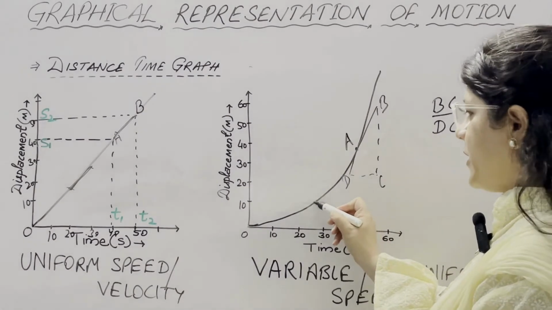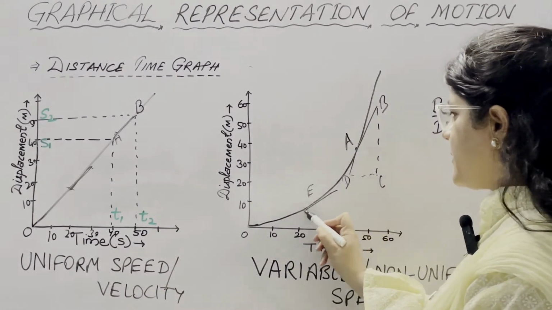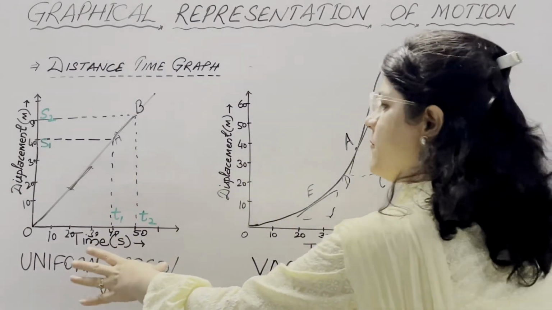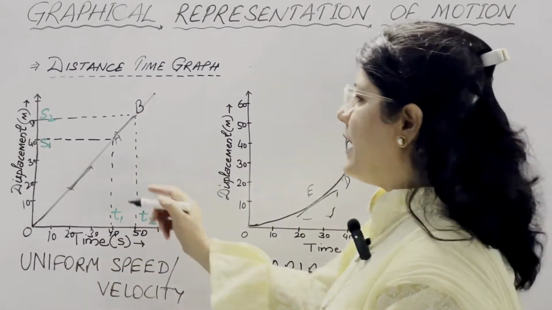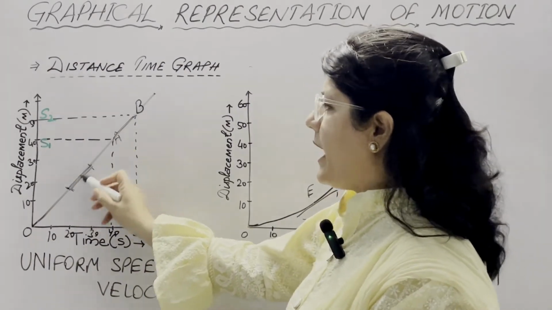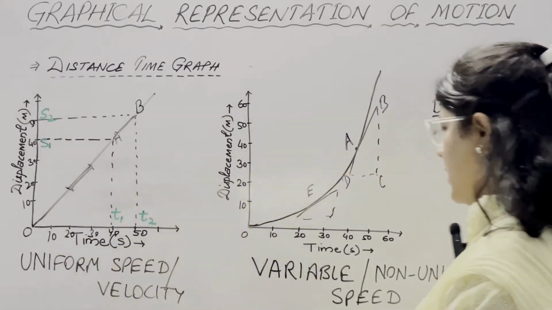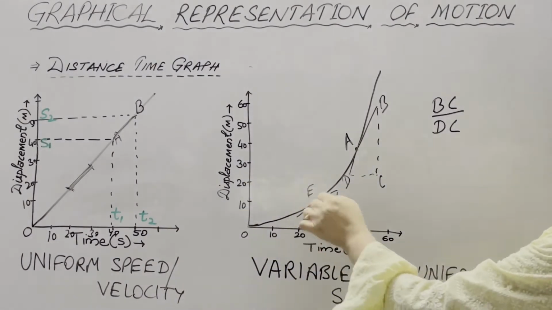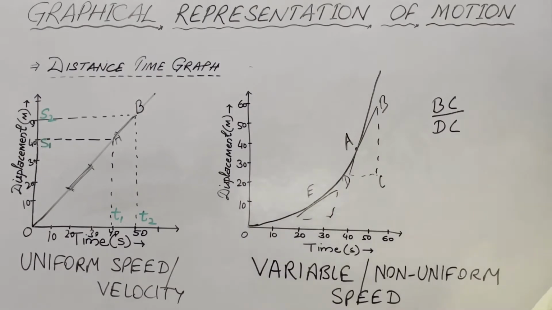If we want to calculate at this point E, then it comes out to have some different value. But in uniform speed or uniform velocity, the value comes out to be 1 meter per second as we have calculated earlier. The value at any instant remains the same. In uniform motion, the value remains the same. In non-uniform speed, the value comes out to be different at different points.